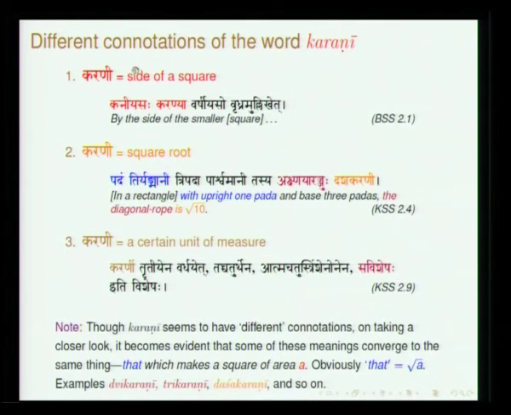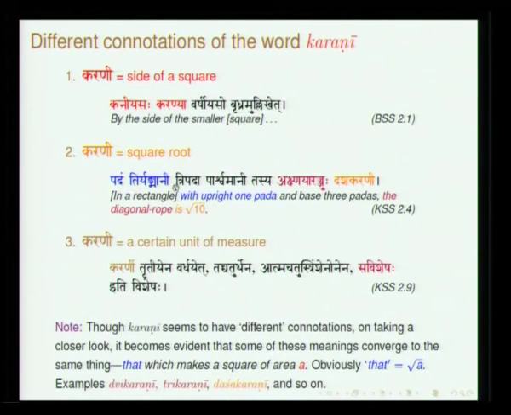Karani, as I was mentioning, is very frequently encountered. Kaniyasah Karanya Varshiyaso Vridha Mullikhet: this is the sutra I was quoting before. Karani here refers to this side. So, if the area is A, obviously Karani will be root A. Similarly, Karani is used as square root. Padam Tiryangmani Tripada Parshvamani Tasya Akshanaya Rajjuhu Dashakarani, as I was mentioning. Dashakarani means root 10. It is used in this sense: root 10 will produce a square which has the area 10.